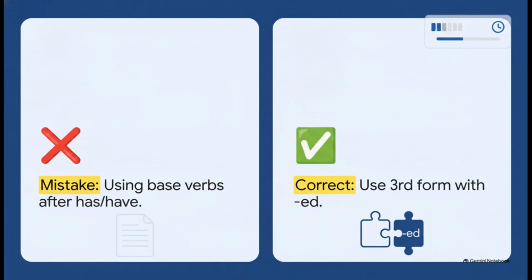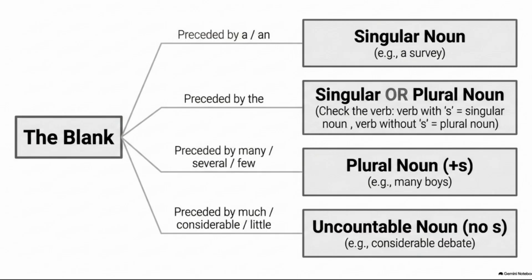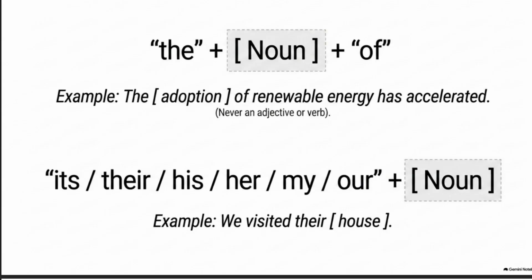First off, after a or an, you must use a singular noun. Never a plural noun with an s. You write a survey. Absolutely never a surveys. Next up is perhaps the most heavily tested rule in the entire PTE exam. So listen closely. If you see the word the, then a blank, then the word of, that blank is almost always a noun. The adoption of renewable energy. Whenever you see a gap wedged directly between the and of, go hunting for a noun. Finally, after ownership words like my, his, or our, you must use a noun. You would never say our running, you say our house.